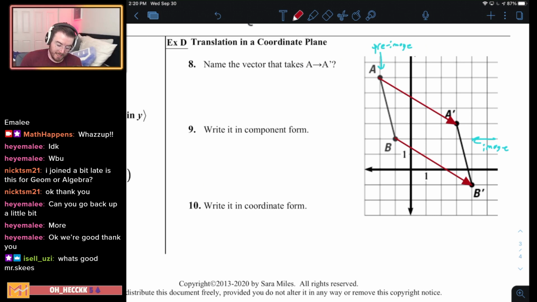Well, it says name the vector. So how do we name it? Well, we use the starting point and the ending point and this little arrow. So that's easy. That's the name.